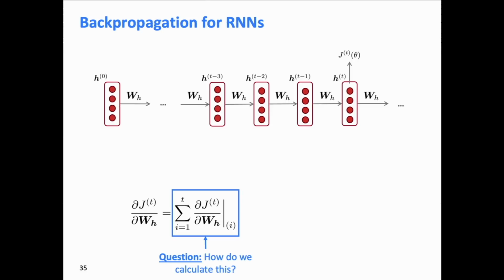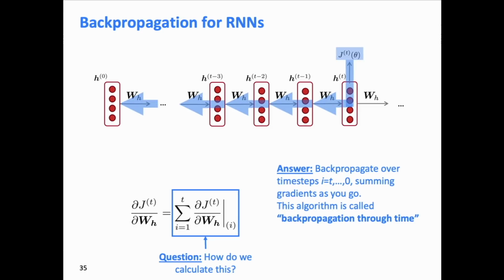So a remaining question is, how do we actually calculate this in practice? The answer is that you're going to calculate this sum by doing backprop backwards, kind of right to left, through the RNN, and you're going to accumulate this sum as you go. The important thing is you shouldn't compute each of those things separately. You should compute them by accumulating. Each one can be computed in terms of the previous one.